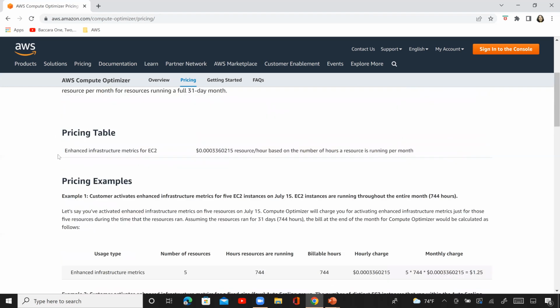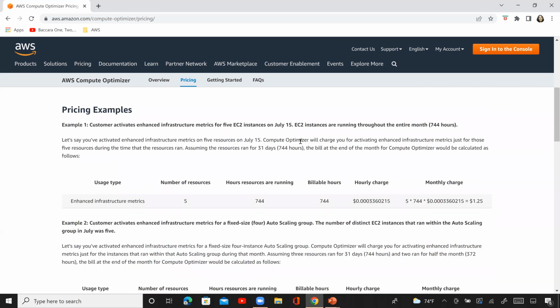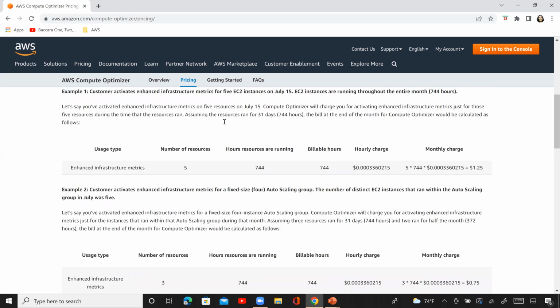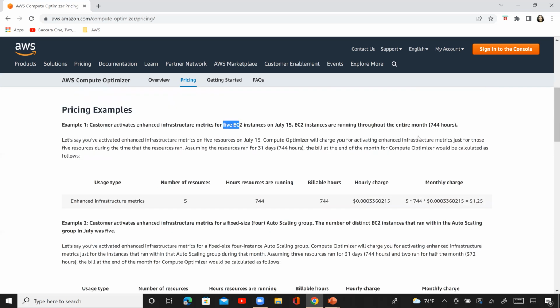So this is the pricing table right here. For enhanced infrastructure metrics for EC2, this is the number that we just saw on the top. And these are some pricing examples. So let's look at a couple of examples. Here you have 5 EC2 instances that ran for an entire month of July. One month has 744 hours.